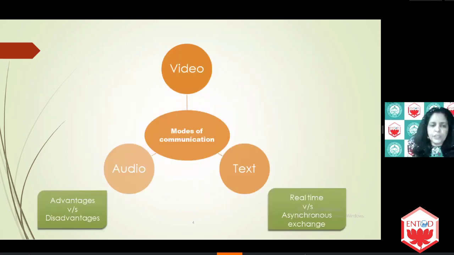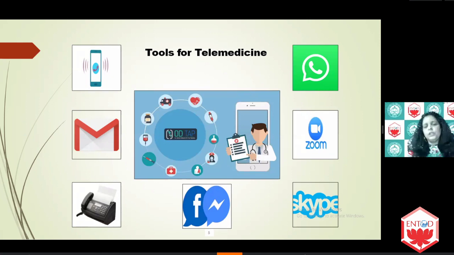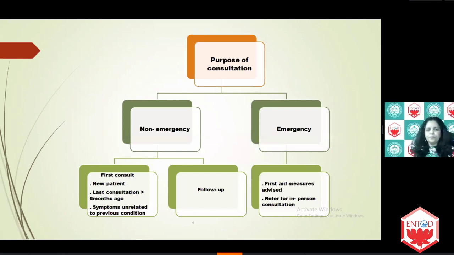There are various modes of communication. There can be a video mode, an audio mode, or a text mode. And there can be several tools for telemedicine. Telemedicine can be a simple call which a patient makes if the doctor is available on the phone and the patient has the doctor's number. It can be with the help of social media such as WhatsApp, Skype, Zoom, Facebook Messenger, etc., and even on mail. But the best way is to do telemedicine with a dedicated telemedicine app. Because this has several features, and you can do telemedicine as per the guidelines if you are using a proper app.